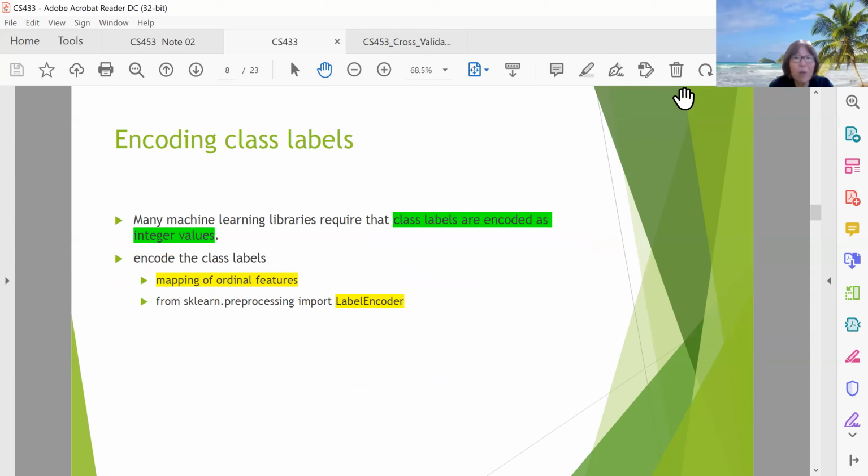Next is the class label. For the class label, we also need numerical values, so we can encode the class label, mapping it like ordinal features. For sklearn, there is also a class called LabelEncoder. You can directly use it.